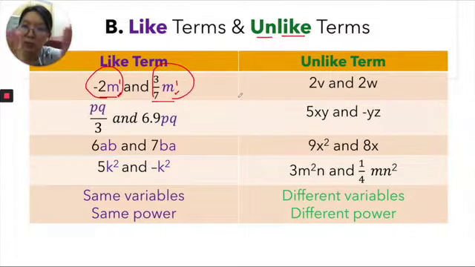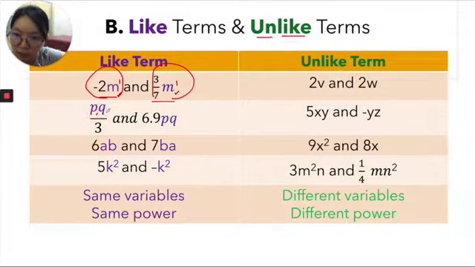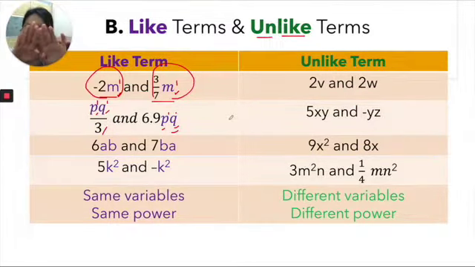它们两个是同类的. Look at the second example. Check for my variables. I have p and I have q. P and q, exactly the same. P to the power of 1, p to the power of 1, q to the power of 1, q to the power of 1. Same variable, same power. So these and these are like terms.